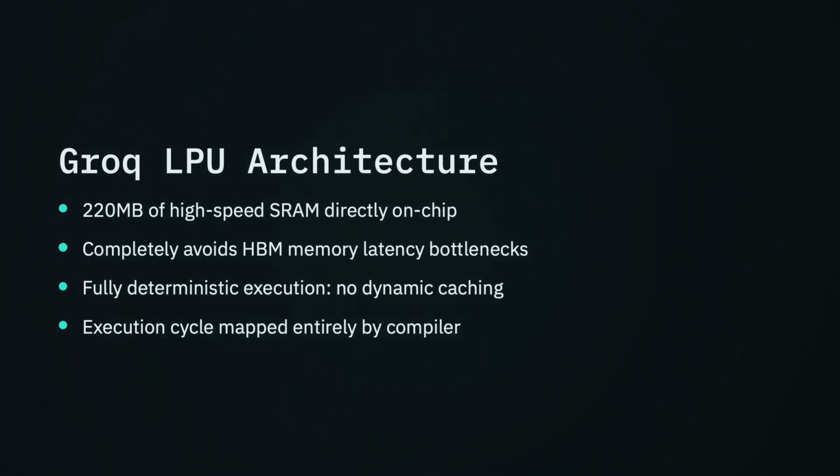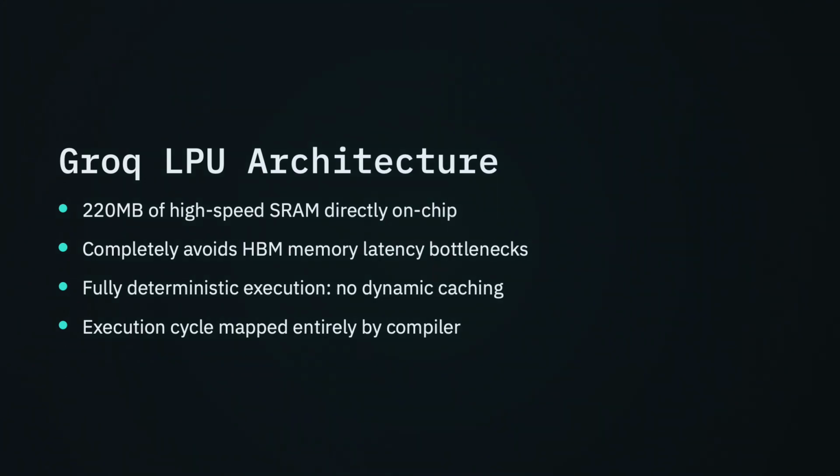Groq bypassed the memory bandwidth bottleneck by avoiding HBM entirely. Instead, they packed 220 megabytes of ultra-fast SRAM directly onto their LPU chip. Furthermore, they stripped out all dynamic scheduling hardware: no caches, no branch predictors, and no out-of-order execution logic. Groq's LPU is completely deterministic. The compiler determines exactly which instruction executes on which core at what exact nanosecond. The hardware does no thinking; the software plans the entire execution timeline.